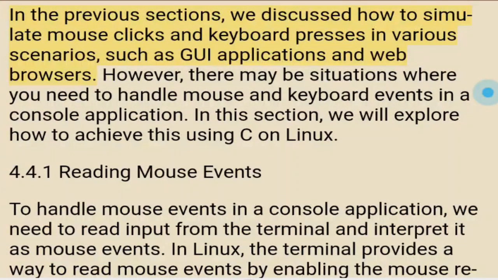4.4 Handling mouse and keyboard events in a console application. In the previous sections, we discussed how to simulate mouse clicks and keyboard presses in various scenarios, such as GUI applications and web browsers. However, there may be situations where you need to handle mouse and keyboard events in a console application. In this section, we will explore how to achieve this using C on Linux. 4.4.1 Reading mouse events. To handle mouse events in a console application, we need to read input from the terminal and interpret it as mouse events.